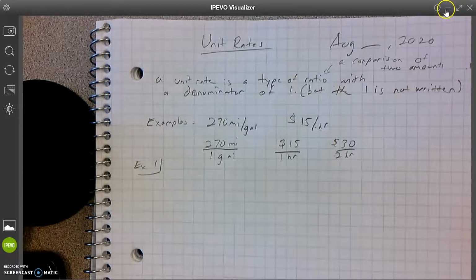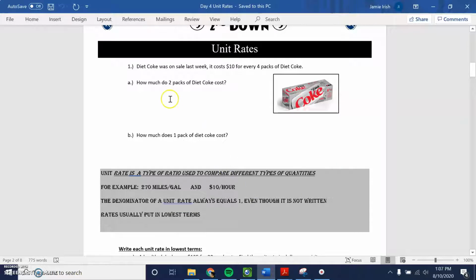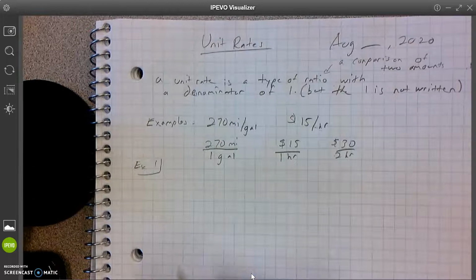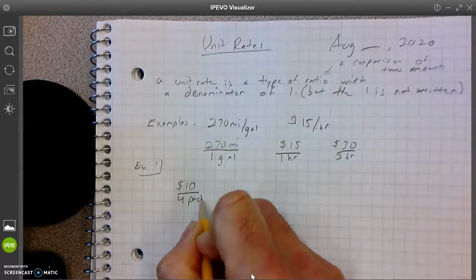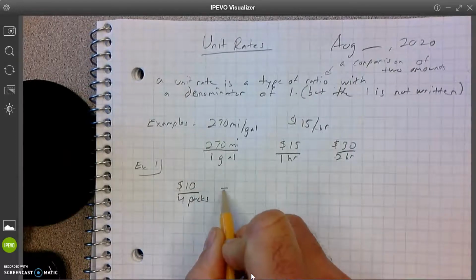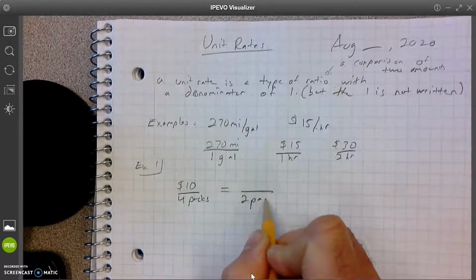Okay. So we have Diet Coke was on sale last week. Follow as I read. It costs $10 for every 4 packs of Diet Coke. A, how much do 2 packs of Diet Coke cost? So we have $10 for 4 packs of Diet Coke, and now how much do 2 packs cost?